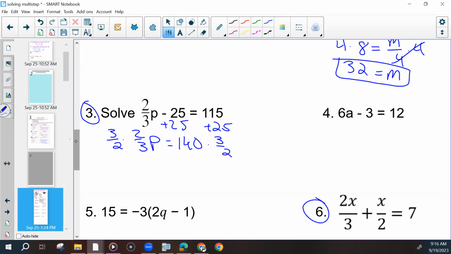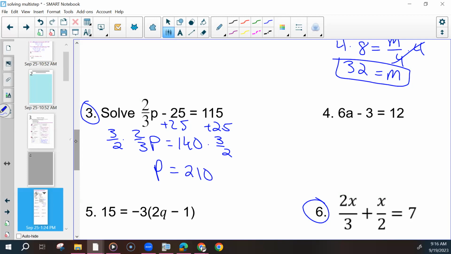This is called multiplying by the reciprocal. If you're taking the reciprocal, you're flipping it, and then you're multiplying it on both sides. Multiply here, so we get a whole number. This over here is your multiplicative inverse, so those cancel and become 1.